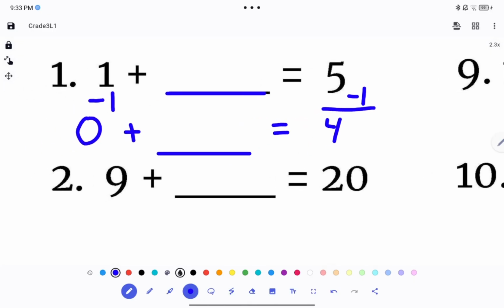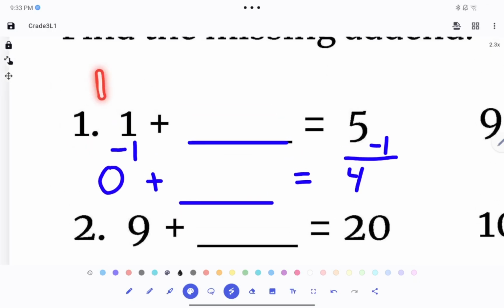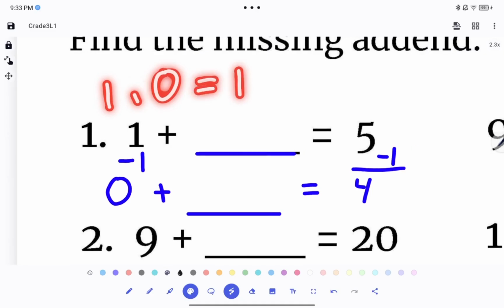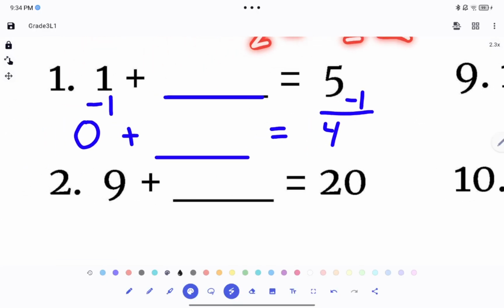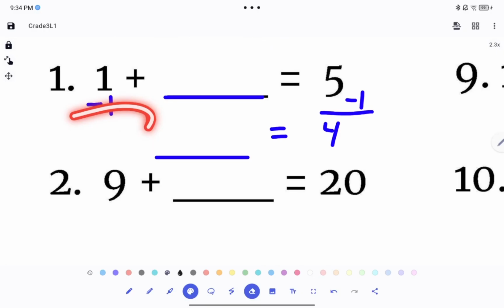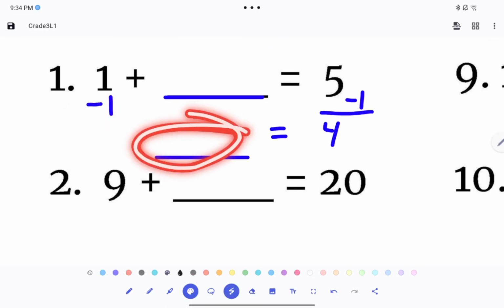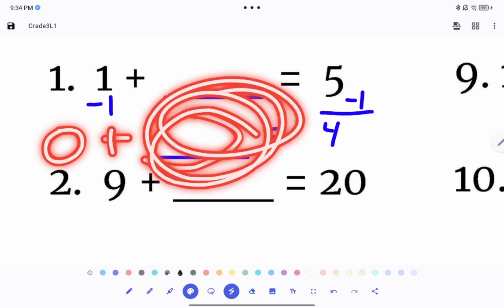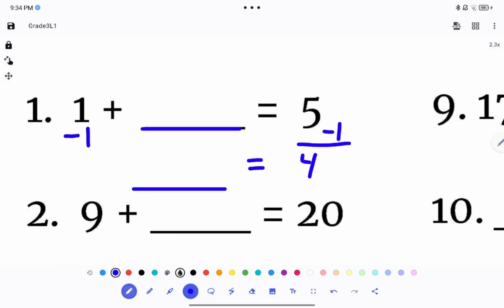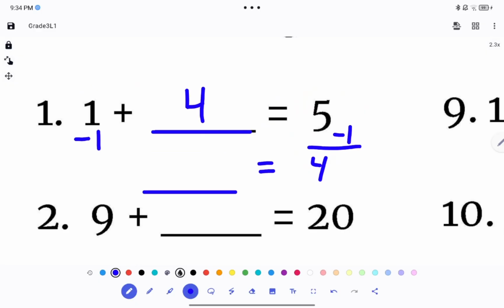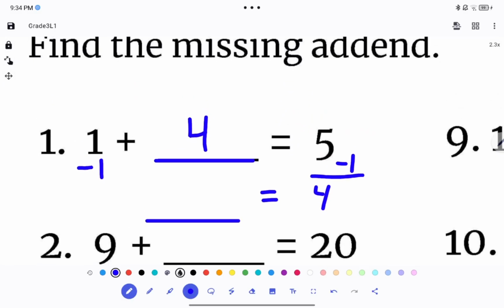4. So, since a number plus 0 is always equal to the same exact number, like 1 plus 0 is always equal to 1, or 2 plus 0 is equal to 2, we can just take out the 0 entirely and erase it, since we know that whatever this number is, plus 0 is still that same exact number. So we find out that this number is just equal to 4. So we put 1 plus 4 is equal to 5. And let's just double check that really quickly. 1 plus 4, yeah, that's equal to 5.